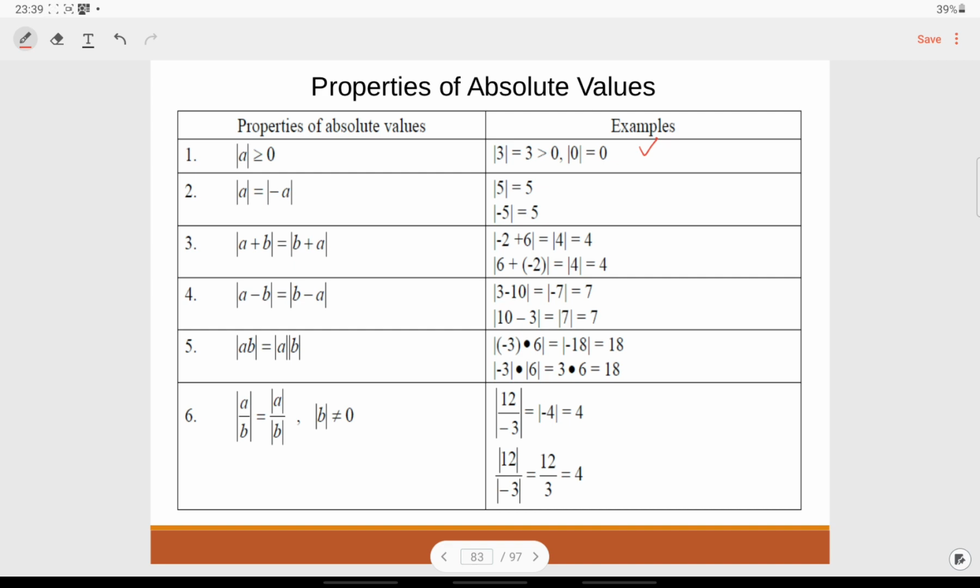And then for the subtraction also, we have the absolute value of a minus b equal to the absolute value of b minus a, the same value. For the multiplication, if we multiply a and b together and then put the absolute value sign, it is equal to the absolute of a multiplied by the absolute of b, still the same value. For the division as well, the absolute value of a over b is equal to the absolute value of a divided by the absolute value of b, provided that b is not equal to 0. As you can see here, we still come out with the same value.